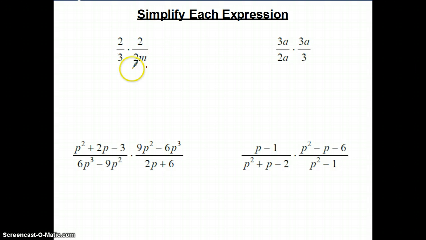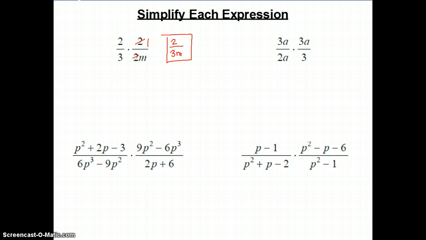So looking at this first expression, I'm going to look at each fraction individually and reduce from top to bottom if possible. On the left, there are no common factors between the numerator and the denominator, but on the right, I may reduce my 2's, leaving me with a 1 on top and just an m on the bottom. Now I multiply across. 2 times 1 is 2, and on the bottom, 3 times m is 3m. Looking at this expression, I cannot reduce any further, so this is the most reduced form of my original expression.